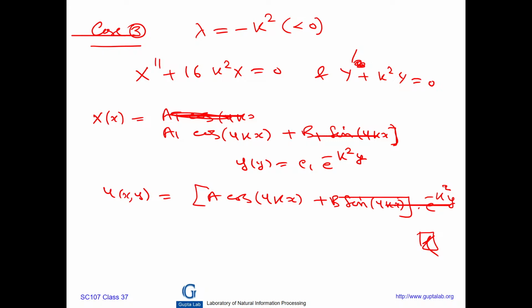So the method is really very simple. Assume that the solution is of the form product of two functions, substitute it, make two ordinary differential equations, in each case, when lambda is 0, positive and negative, and then solve. Now, in some of these cases, an initial value problem or boundary value problem is given. Means there are conditions. For example, it may say that the function vanishes at the initial point and end point. That may be a possibility.